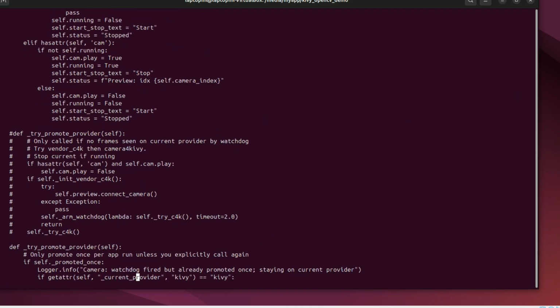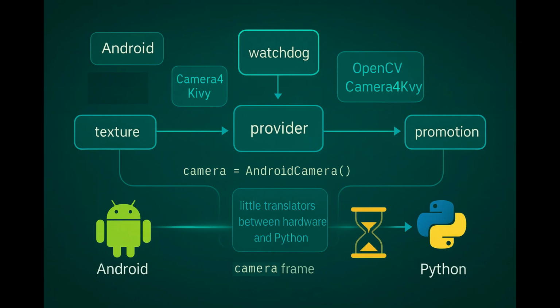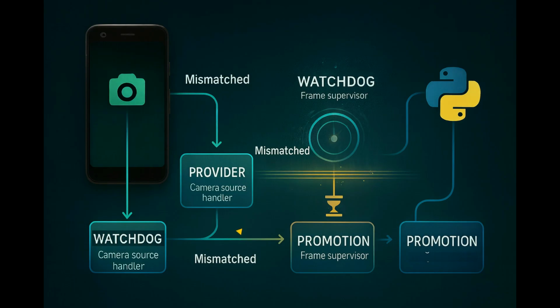Android APK for Kivy, little translators between hardware and Python. And suddenly it made sense. My code wasn't wrong. My translator just didn't speak that phone's dialect. That was a relief. For once, the problem wasn't me.